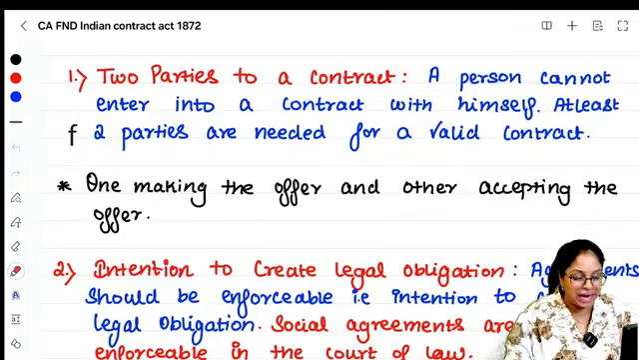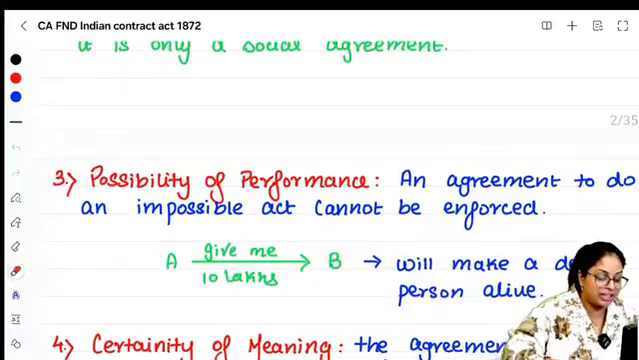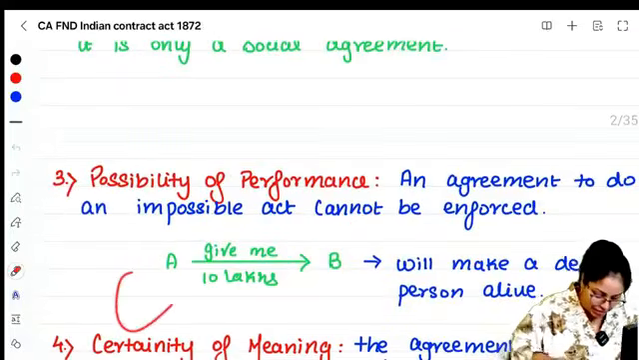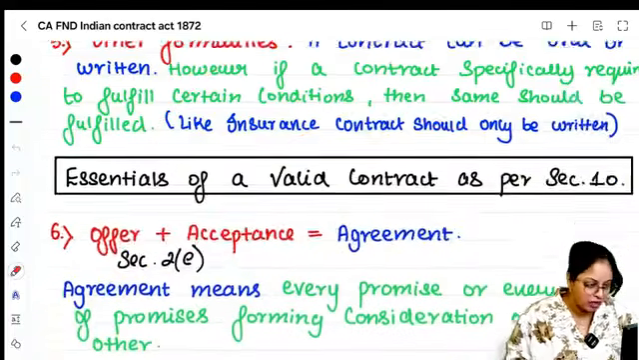There must be at least two parties to enter into a contract. There must be an intention to create a legal obligation. There must be possibility of performance. C for there must be certainty of meaning, and O for other formalities should be fulfilled. Very good, very good.